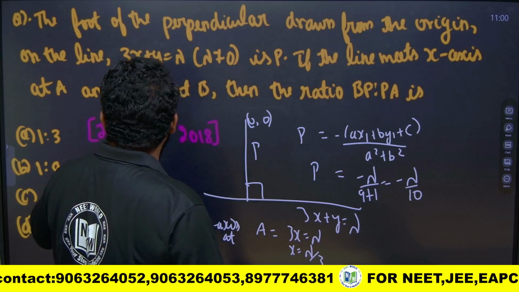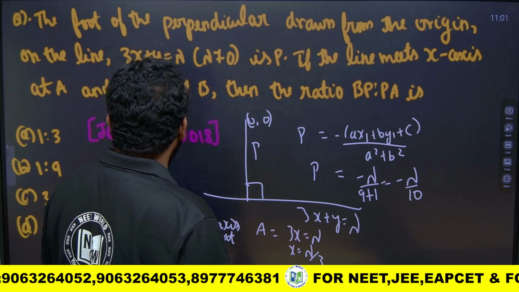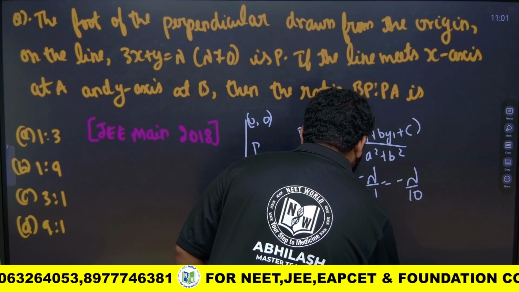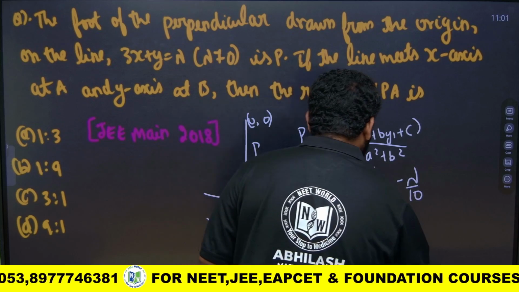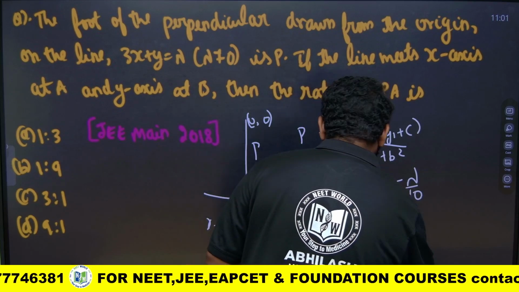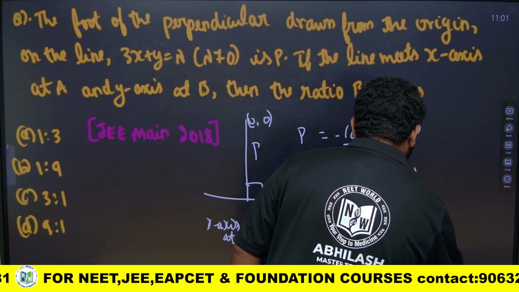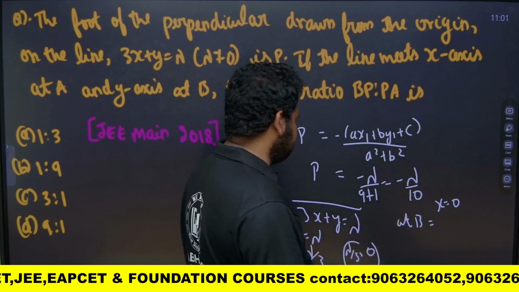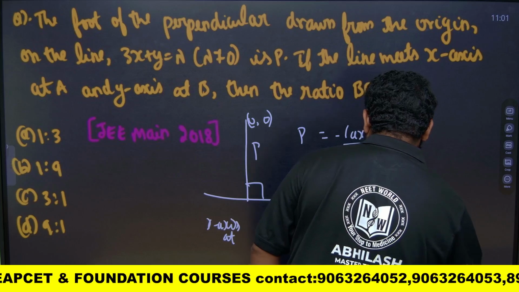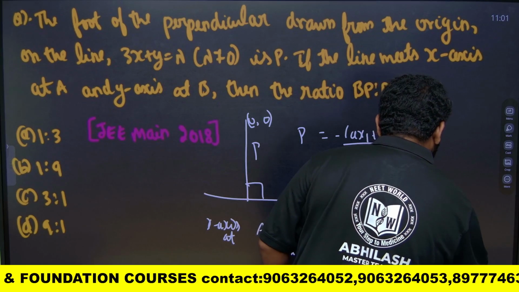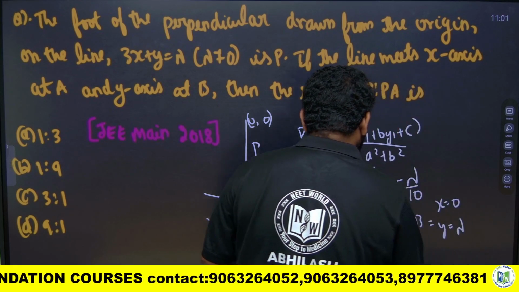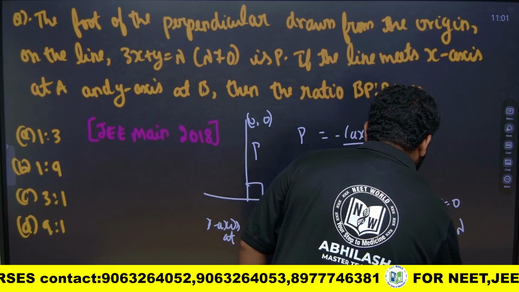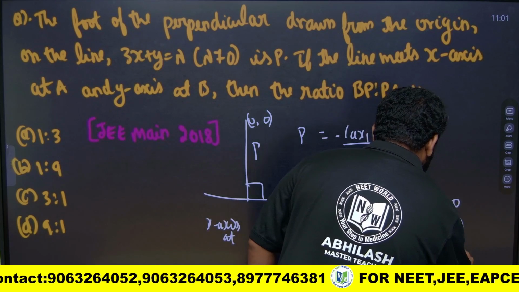And they are telling us the line meets the y axis at B. One of the points will be lambda by 3 comma 0. Another point will be at B. At the y axis, the value of x will be 0, that means x is equal to 0. So y is equal to lambda, you will get it. So the coordinates of A will be lambda by 3 comma 0 and the coordinates of B will be 0 comma lambda.